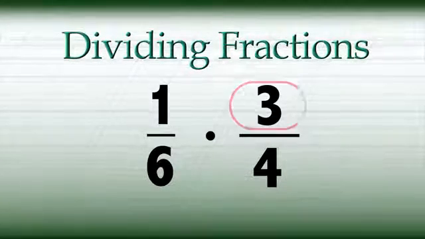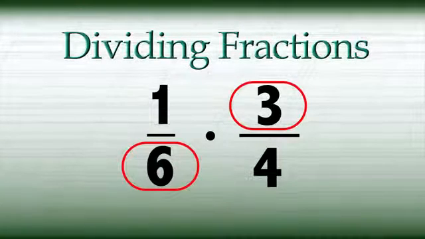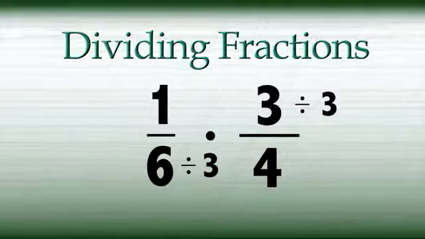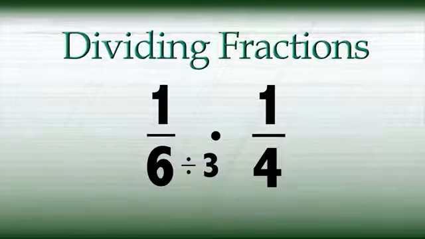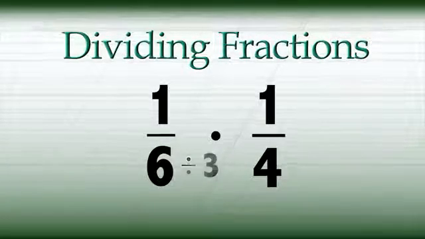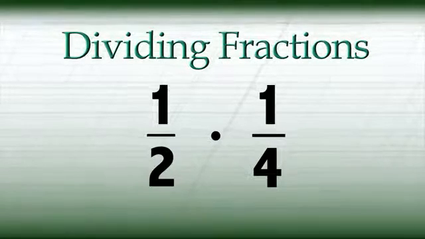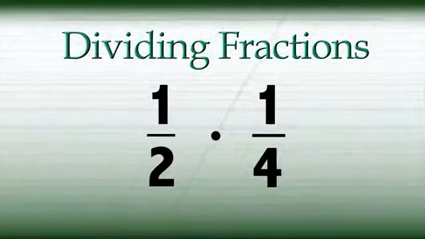Next, we can divide 3 and 6 by their GCF, which is 3. Dividing 3 by 3 gives us 1, and dividing 6 by 3 gives us 2. Now the problem is 1/2 times 1/4.